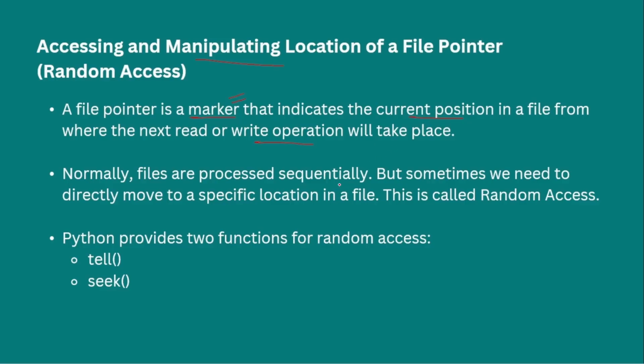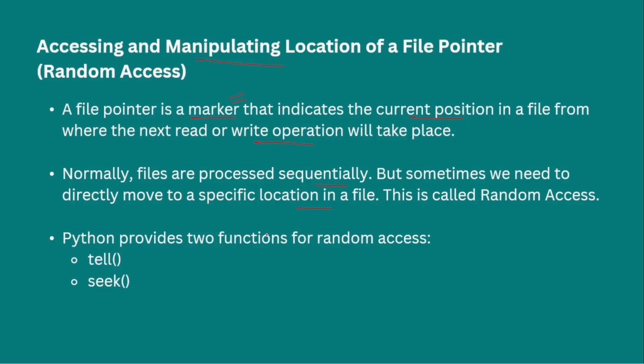Normally files are processed sequentially, but sometimes we need to directly move to a specific location in a file. This is called random access. So if we want to jump to a specific location, we need to know that location. So we make use of the file pointer in such cases.